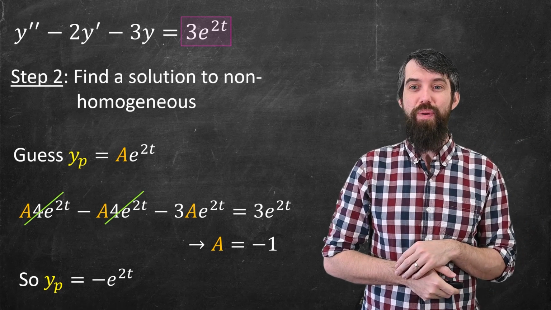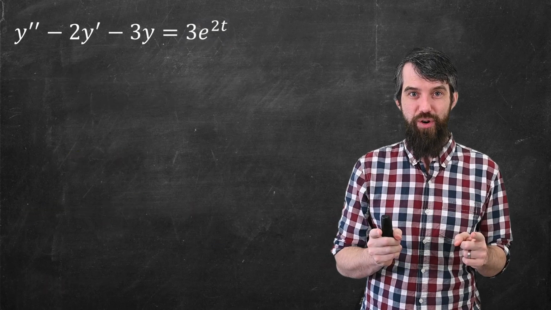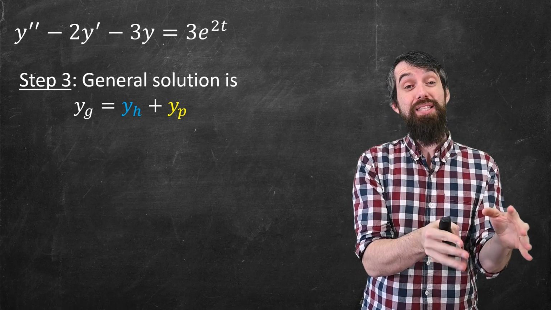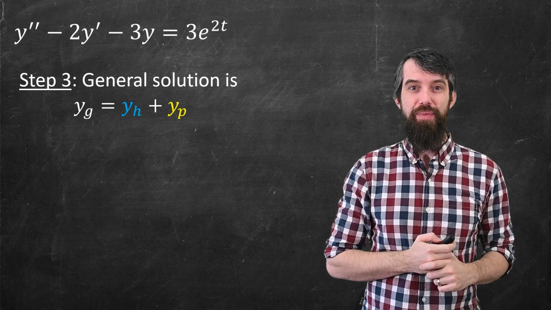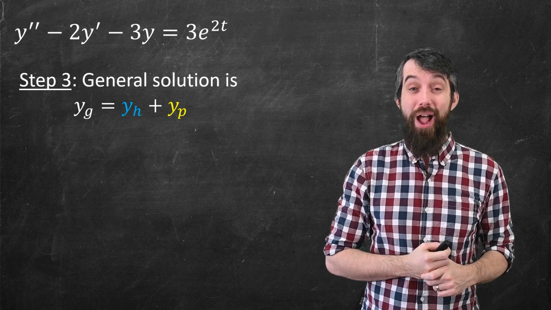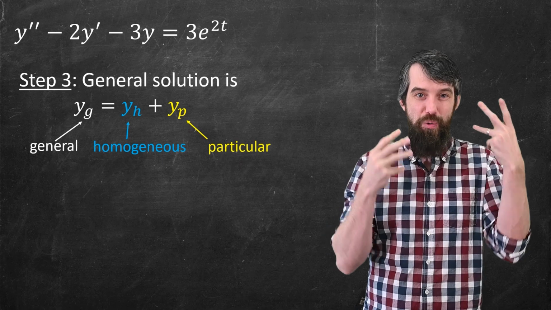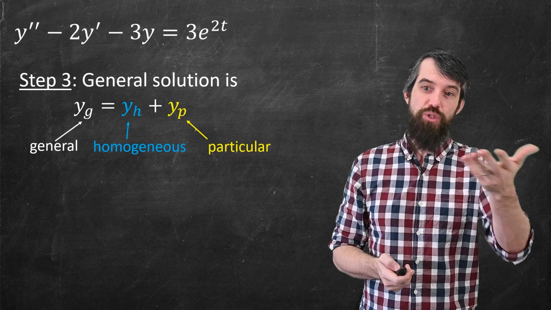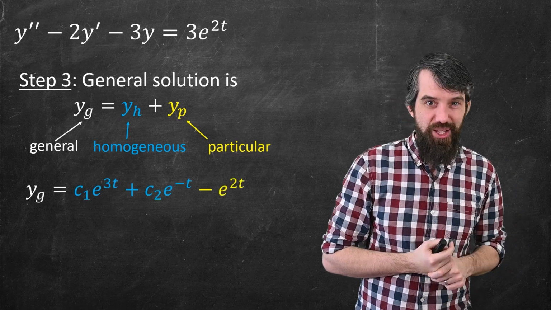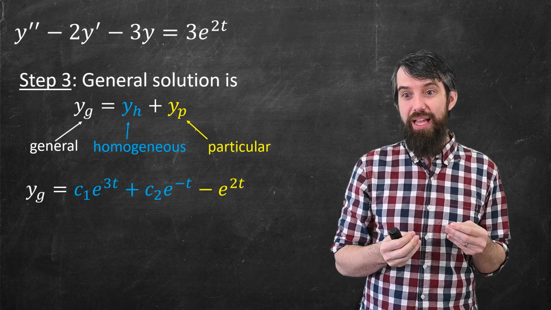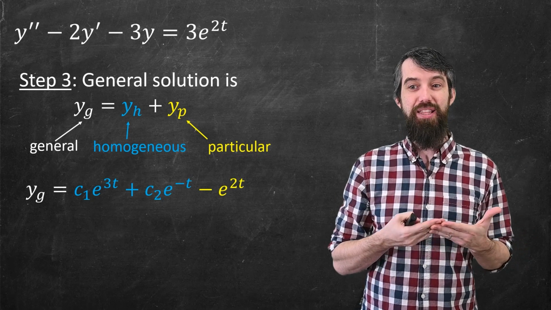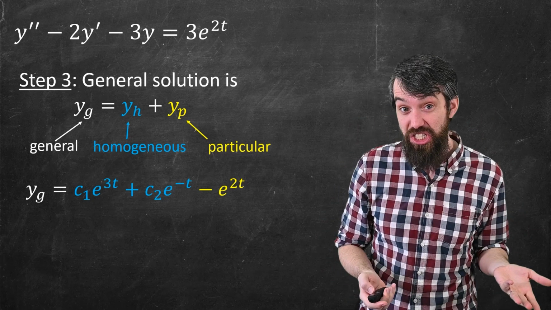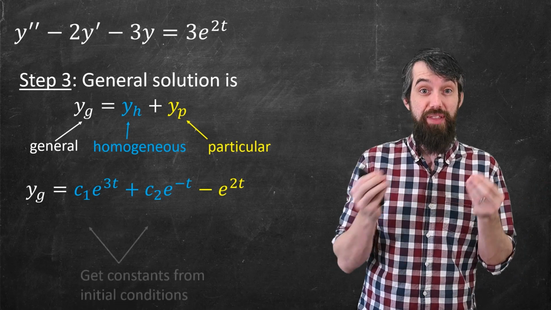So then finally, the most important part, step number 3: how do I put them together? The general solution is the general solution to the homogeneous plus the one solution you found to the particular. All sorts of subscripts here, so let's remind ourselves: yg means the general solution, yh the solution to the homogeneous, and yp the particular solution, aka the solution to the non-homogeneous. In my case, I have my homogeneous, c1 e to the 3t and c2 e to the minus t, and I have my particular, which was negative e to the 2t. That's my general solution. If I had initial conditions, I could plug in and evaluate c1 and c2.